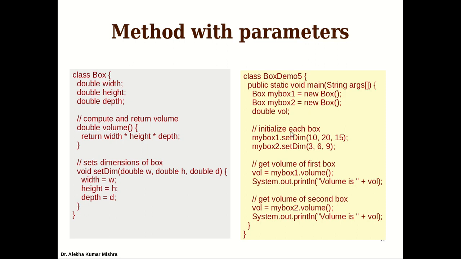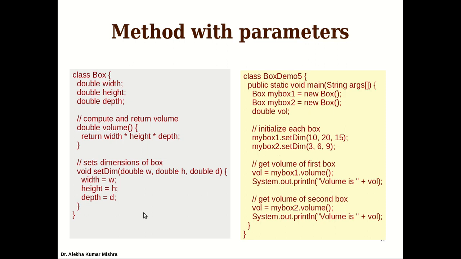an object. Whenever we assign width equal to W, W is assigned to the width of the invoking object, my box 1. So when this statement is executed, the 10, 20 and 15 are assigned to the width, height and depth of the object my box 1. Similarly, when my box 2 dot setDim is invoked with the parameters 3, 6, 9, then 3, 6 and 9 are assigned to the width, height and depth of the object which is invoking, that is my box 2.